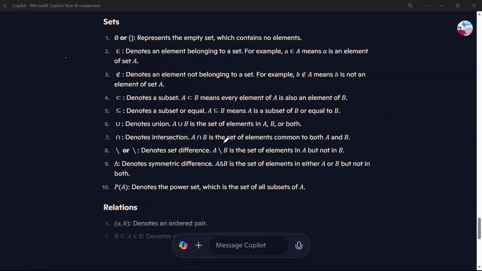Now this, I used to get confused in exams whenever it was written like this. It basically means A minus B only. This reverse slash, whatever this is called, A reverse slash B is the set of elements in A but not in B. So it is similar to writing A minus B, which means A minus A intersection B.